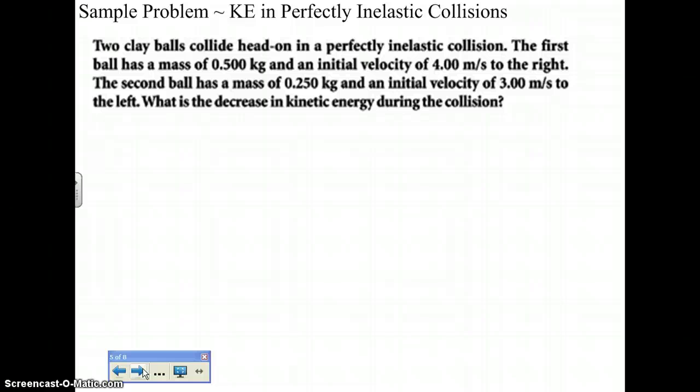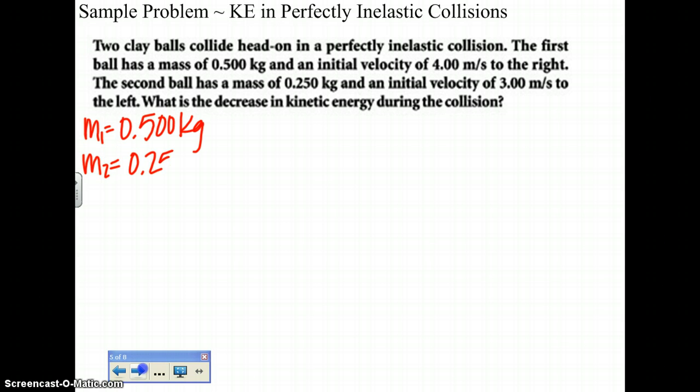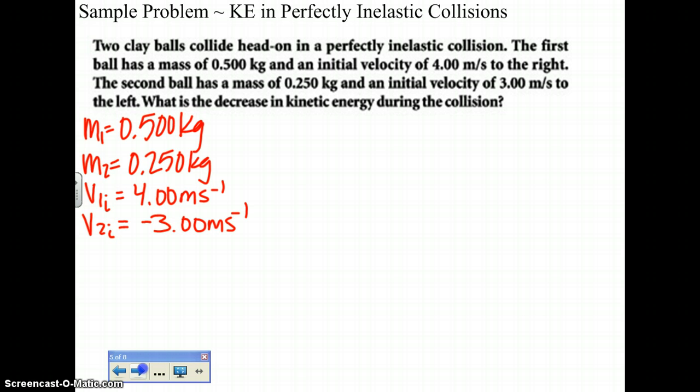Calculate the decrease in kinetic energy during the collision. So going into this, we know that M1 is 0.500 kilograms, whereas M2 is 0.250 kilograms. Your first initial velocity is 4.00 meters per second. And your second initial velocity is negative 3.00 meters per second because they're moving in opposite directions. You want to solve for delta KE.